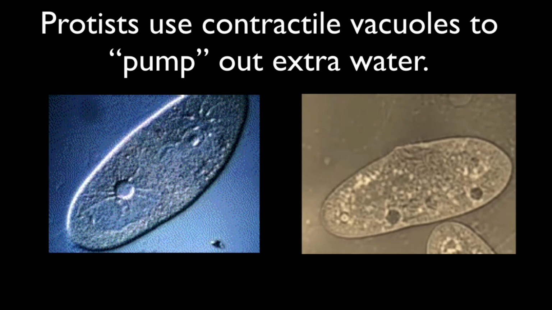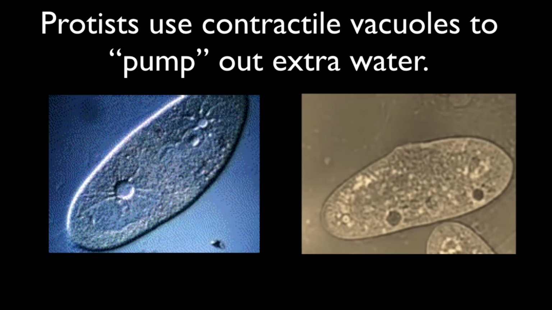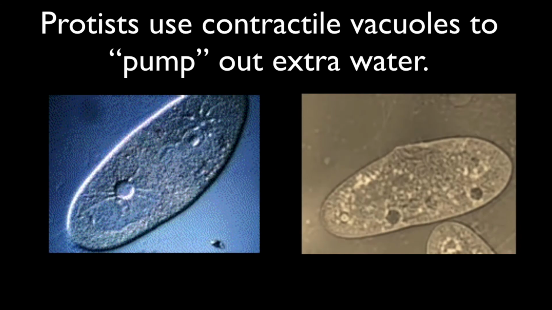Now, vacuoles can also play a special role in protists. These single-celled organisms live in freshwater environments and because of that are constantly taking up water. So they have these special vacuoles called contractile vacuoles that essentially can contract and relax in order to pump any extra water out of the cell.